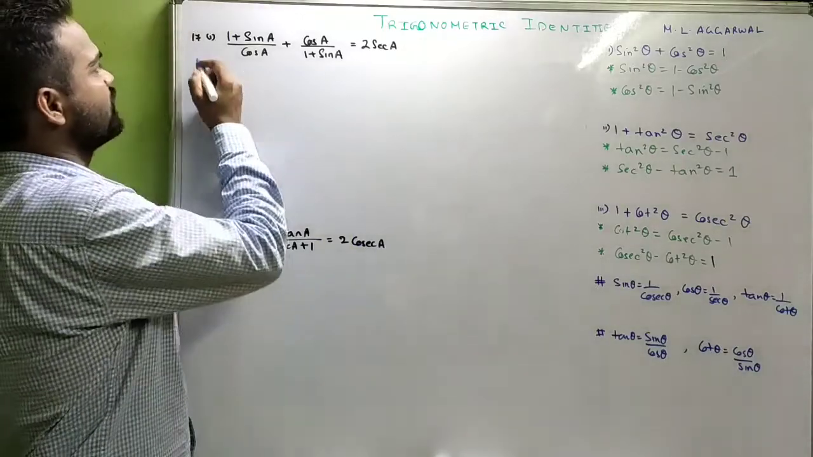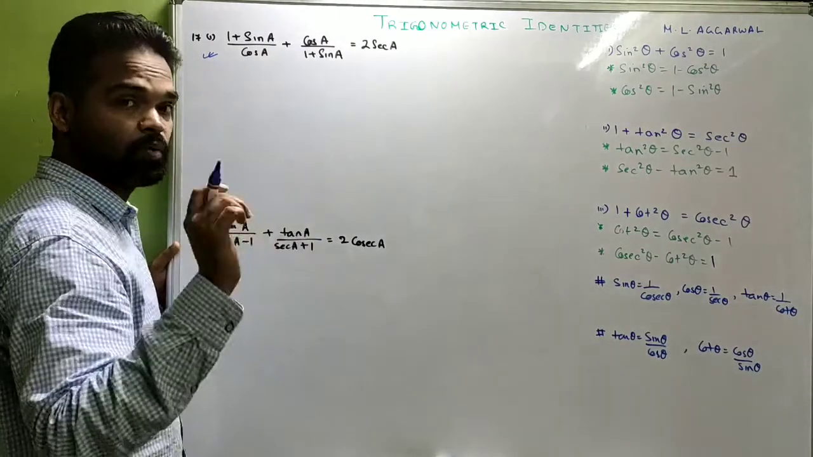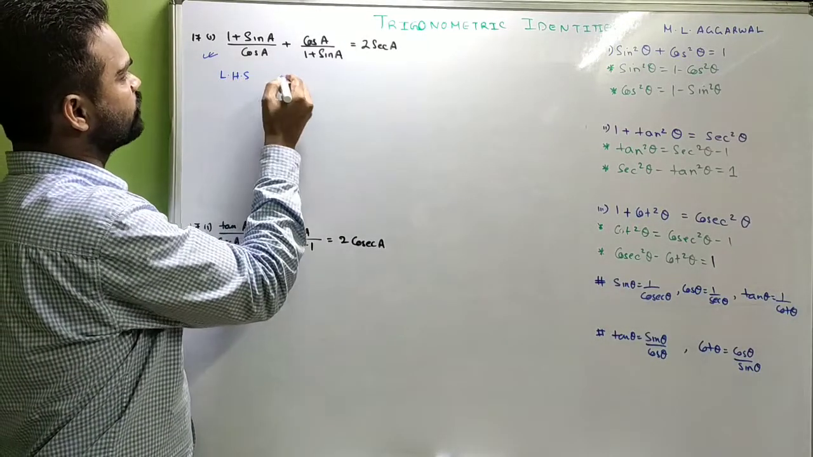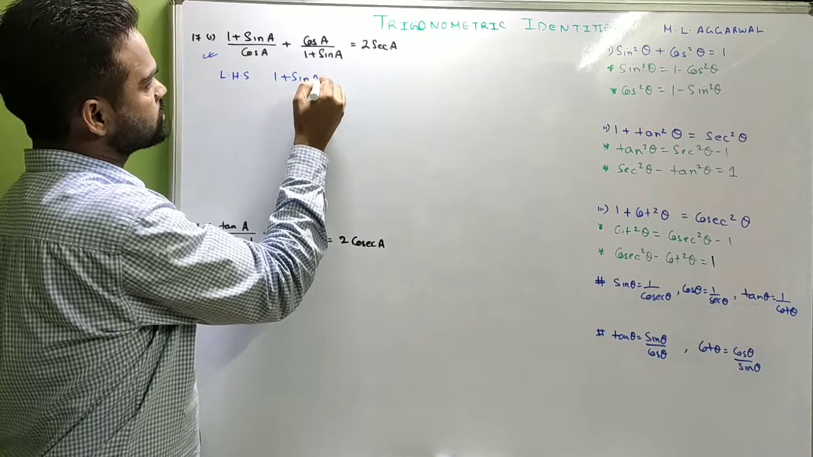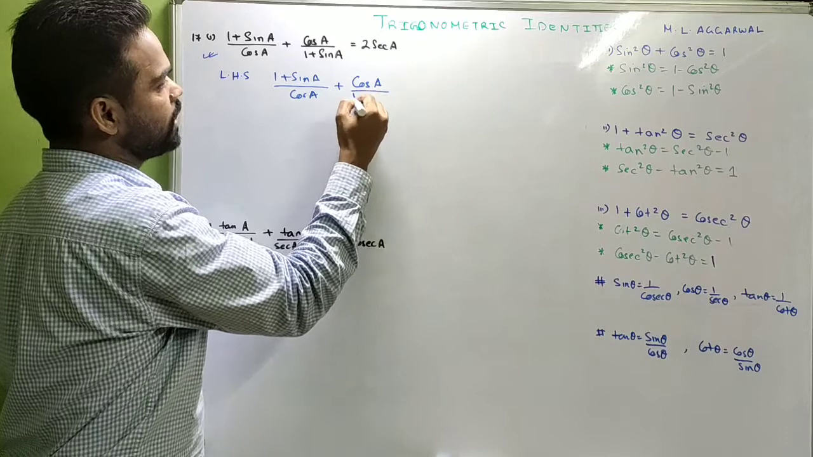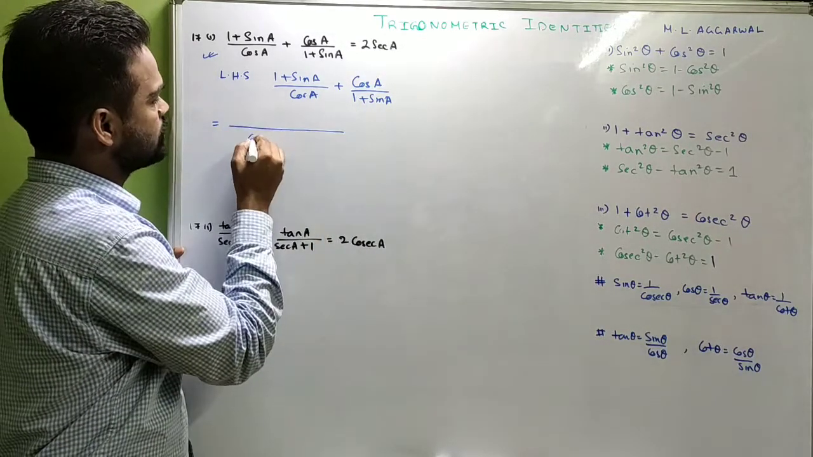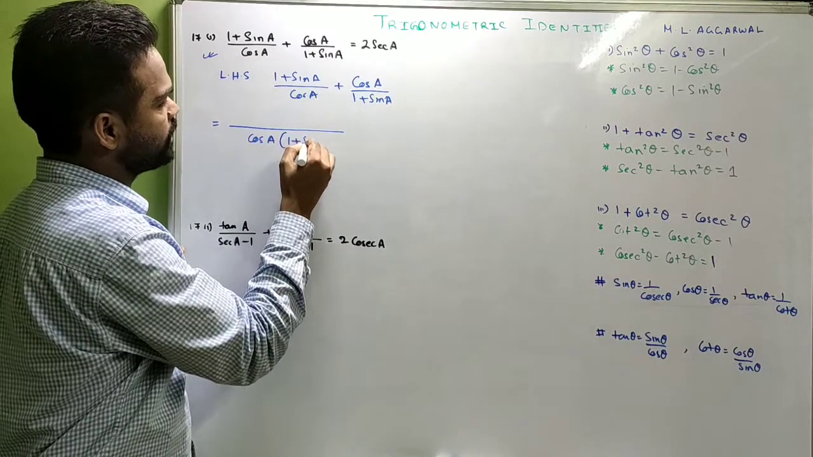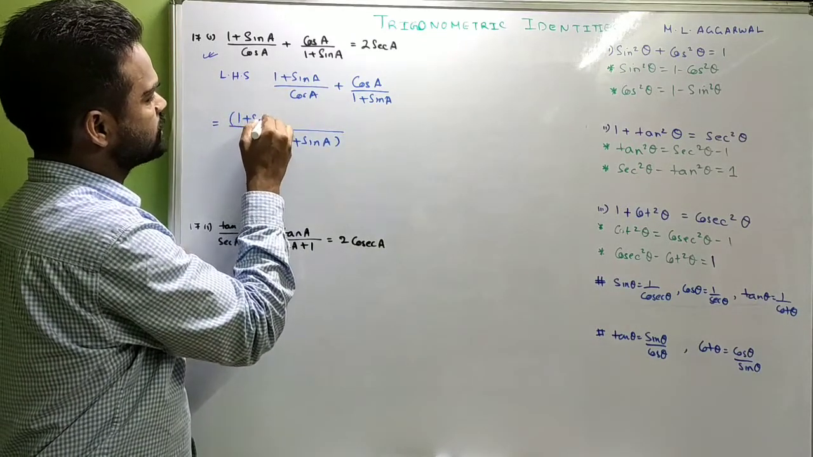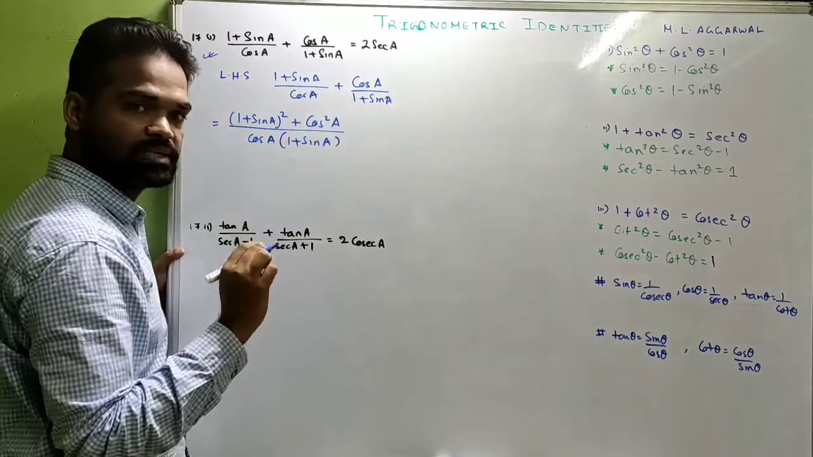Now look at sum number 17 part 1. Prove that (1 plus sine A) by cos A plus cos A by (1 plus sine A) equals 2 sec A. Very easy. Just look at the left hand side. 1 plus sine A by cos A plus cos A by 1 plus sine A. Take the LCM. So that's cos A (1 plus sine A), and this multiplies with this gives you (1 plus sine A) whole square. This multiplies by this gives you cos square A, isn't it?